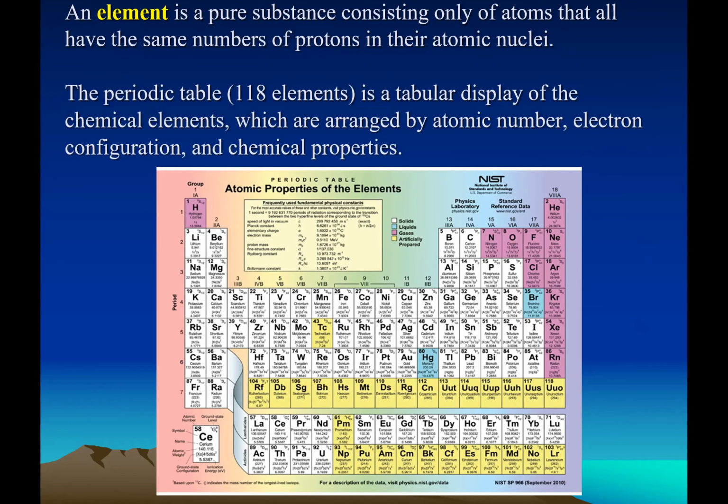They are arranged in increasing number of protons, and it's organized in rows called periods and columns. They're also grouped by property. Everything that is seen in white here are solids, the blue are the liquids, and the pink are the gases. So a periodic table is a tabular display of all the chemical elements. They are arranged by the atomic number, electron configuration, and chemical properties.